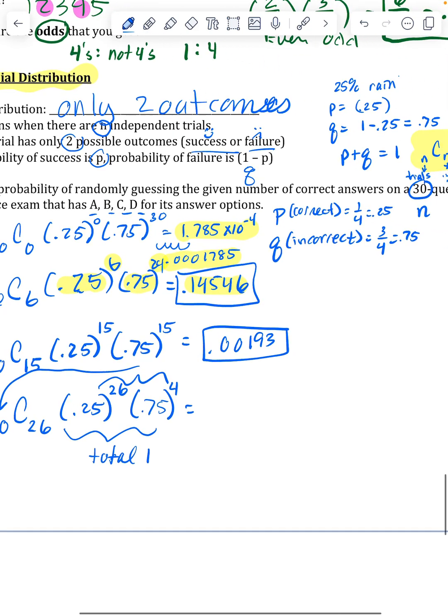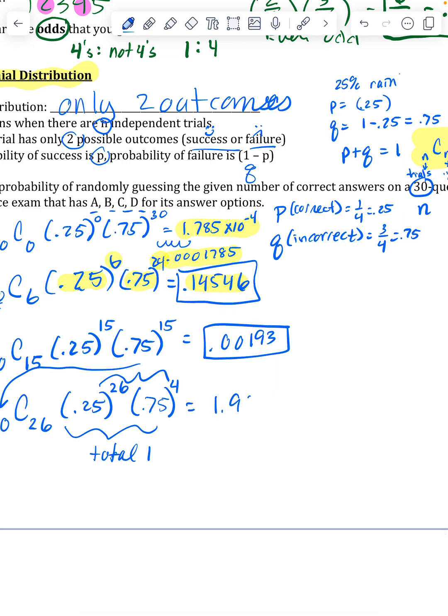When I do this on my calculator, I get 1.925 times 10 to the negative 12, because I get that E negative 12. Keep in mind that means I would have to move this over that way 12 spots. So I'd end up with 11 zeros and then 1925. So that's not going to happen. That's very unlikely. The probability is super duper low that I would randomly guess 26 right out of 30.